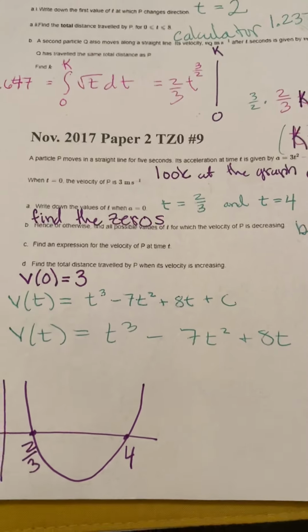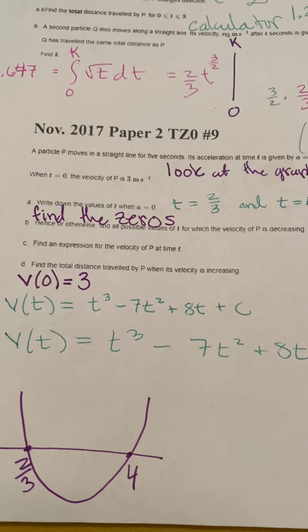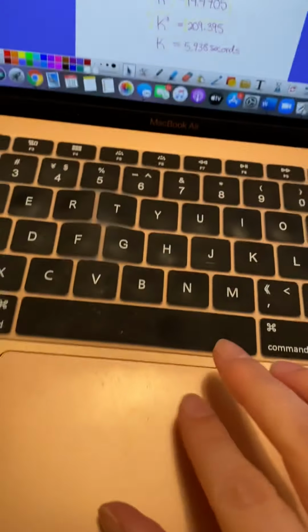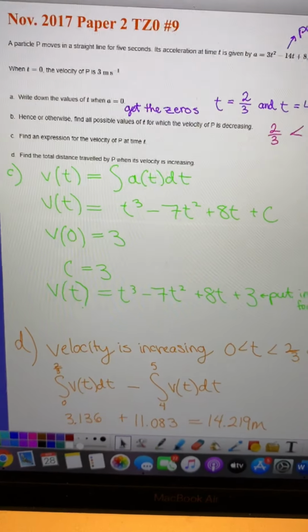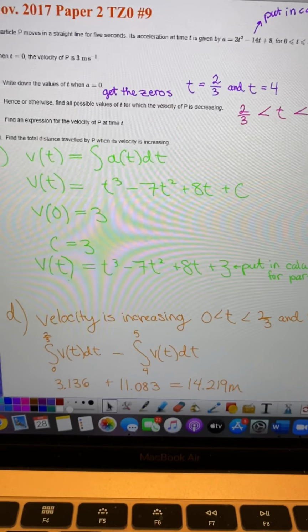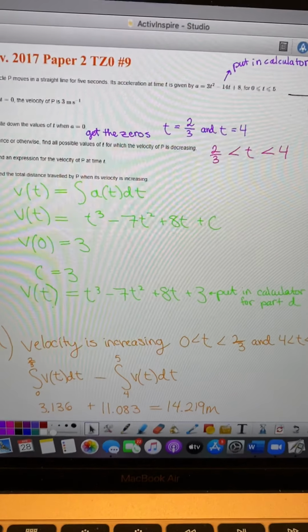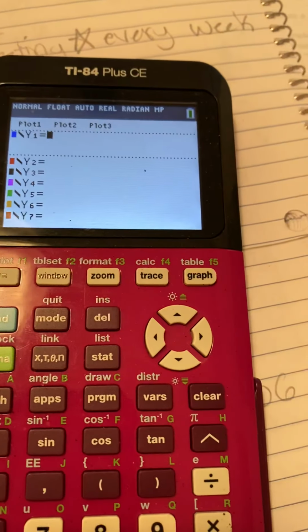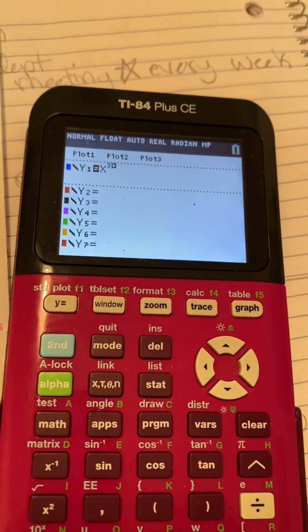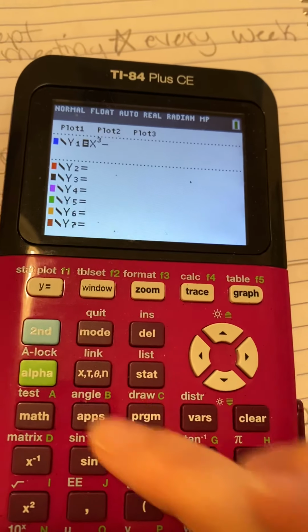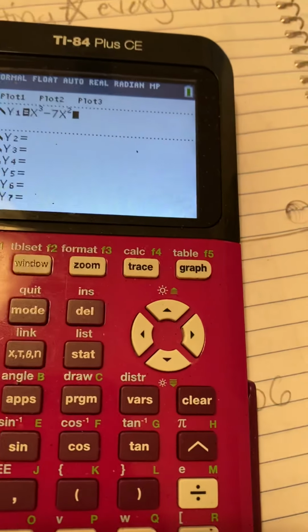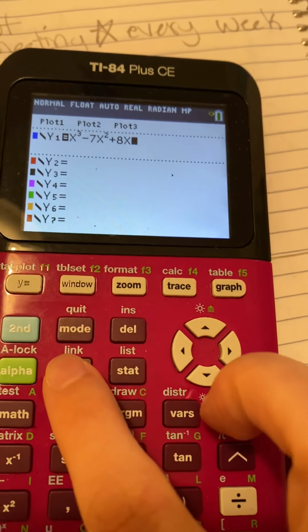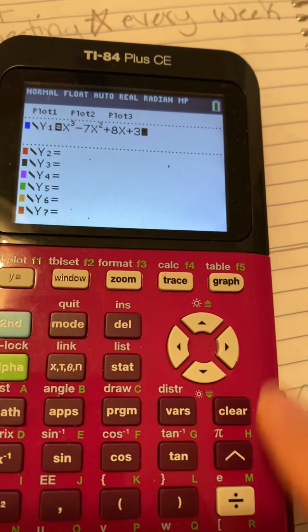And then one more from problem set A is the number 9, which also uses a calculator function. Okay, so looking at part C to D, I said on there you want to put velocity in your calculator so that then you can get the integrals of it. So that would be going back to your calculator. You're going to do y equals. We'll clear out the old one. We're going to be entering x to the third minus 7x squared plus 8x plus 3. Graph.